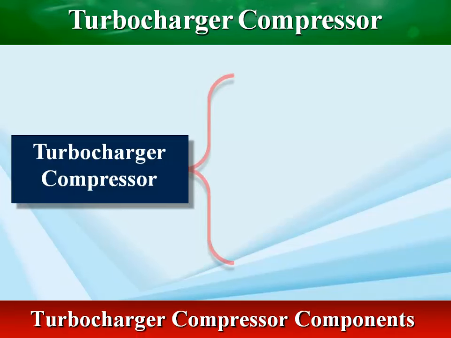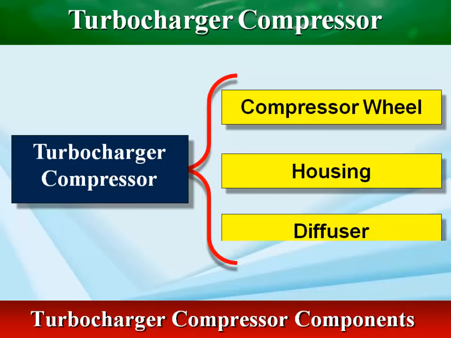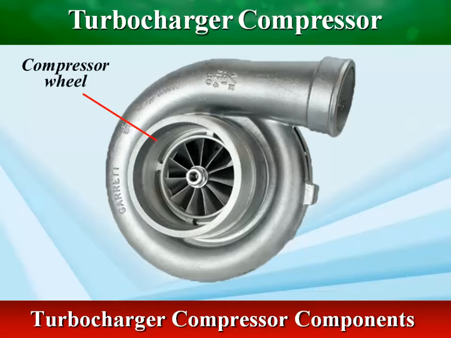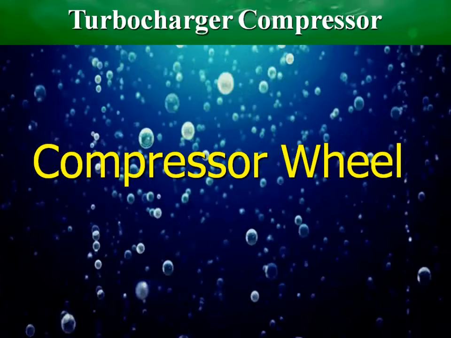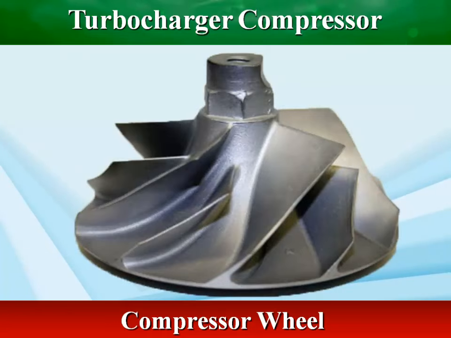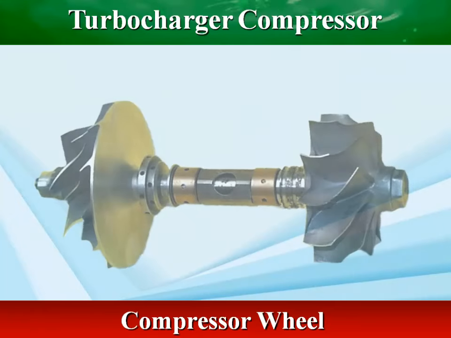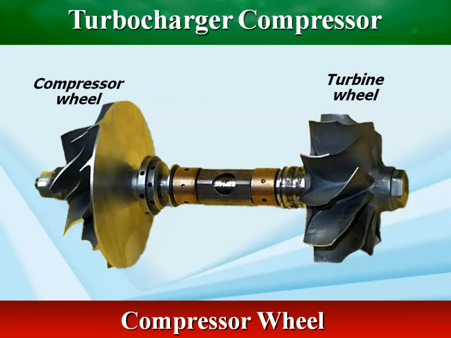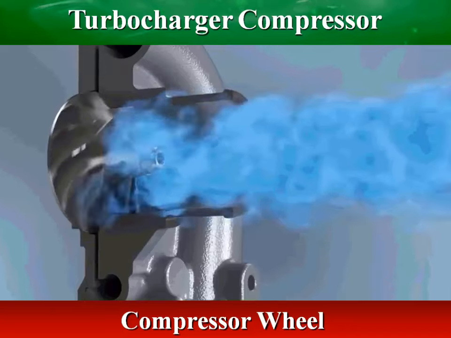The turbocharger compressor consists of 3 essential components: the compressor wheel, the housing, and the diffuser. The compressor wheel's blades, nose, and hub draw in air and accelerate it to a high velocity. The compressor wheel is connected to the turbine by a forged steel shaft. As the compressor wheel spins, air is drawn in and is compressed as the blades spin at a high velocity.